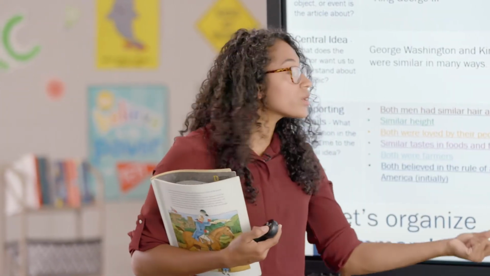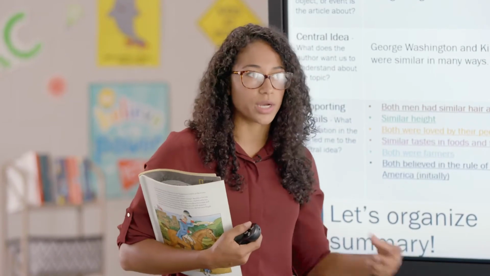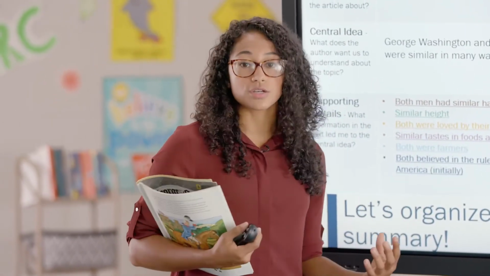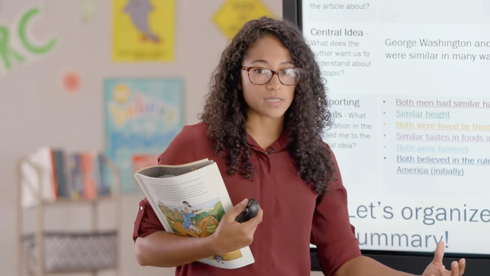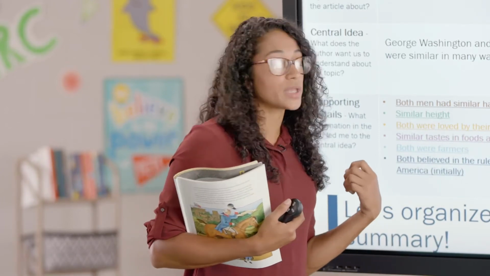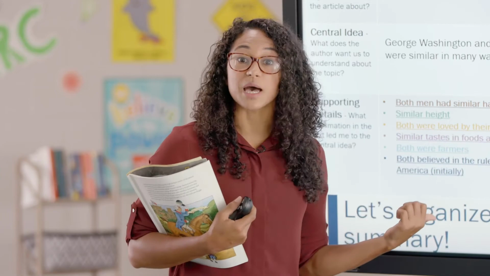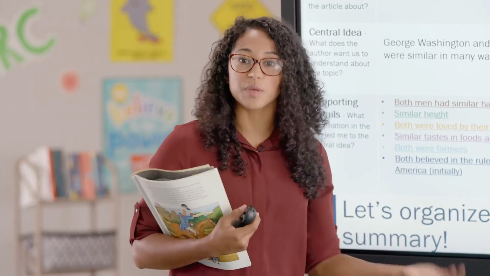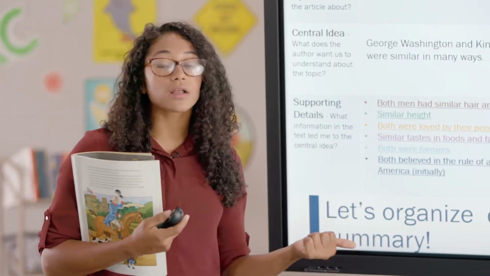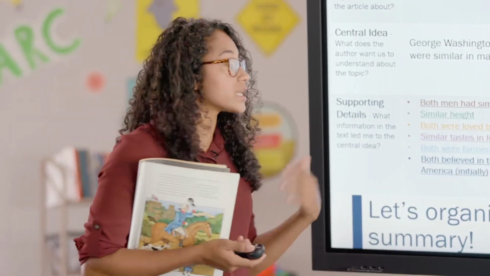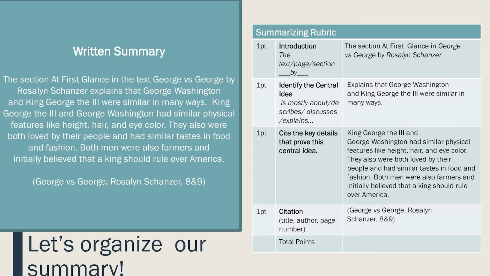And we're going to end with our citation. And this is really important, especially in a research lab, because we want to be able to go back and look where we found this information. And we also want people to know that we didn't make this up. We pulled it from the text, and it tells people where they can go to look for that. So our citation is going to include our title, our author, and our page number. And it's going to look like this: George versus George, Rosalind Schanzer, 8 and 9.